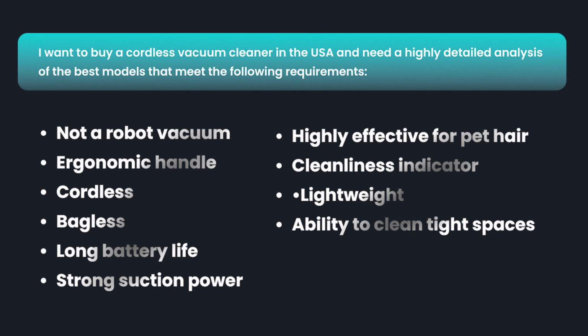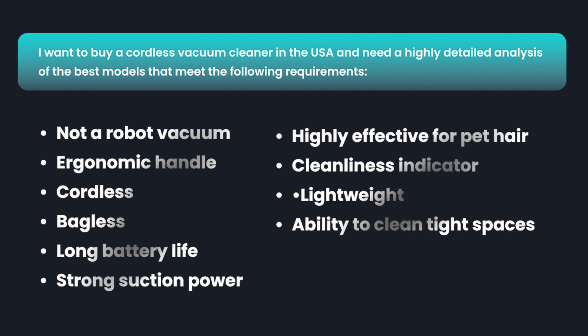Cleanliness indicator. Ideally, the vacuum should have an indicator showing when an area is fully clean. Lightweight, should not be too heavy, as I weigh 57 kilograms, 125 pounds, and ease of use is important. Ability to clean tight spaces. It should have a narrow nozzle or features that allow cleaning dust from hard-to-reach areas.